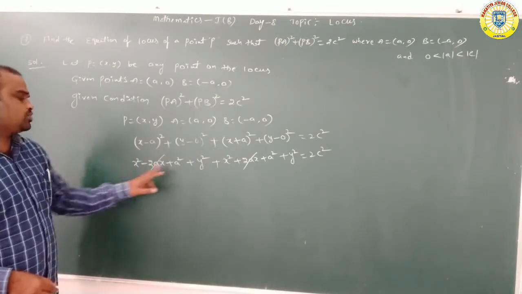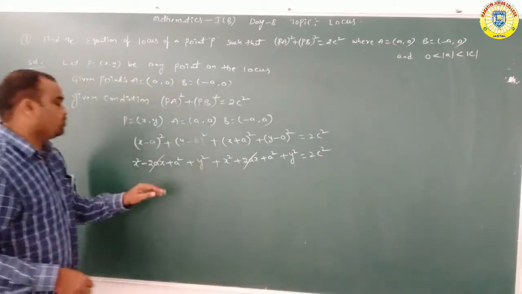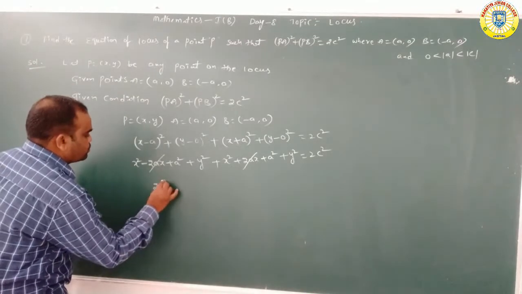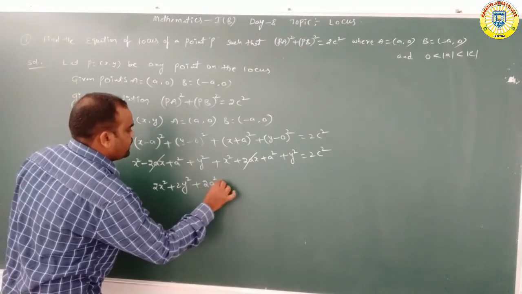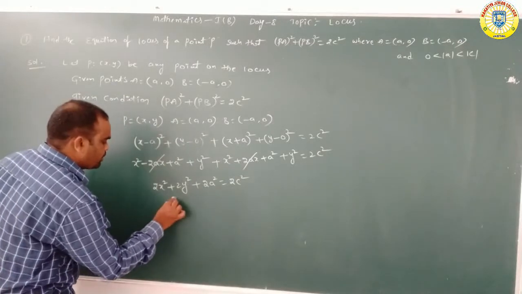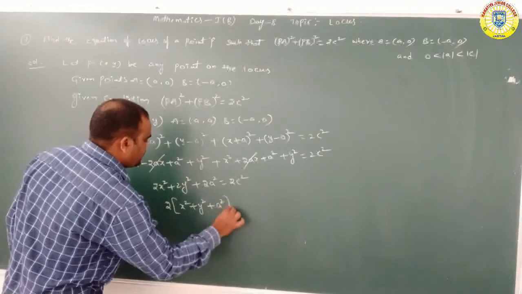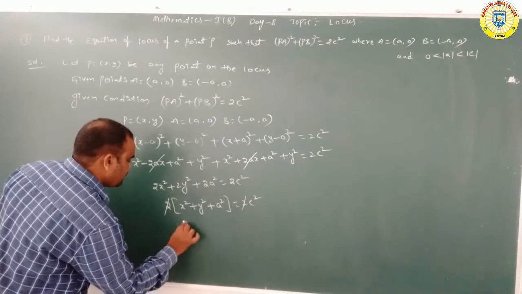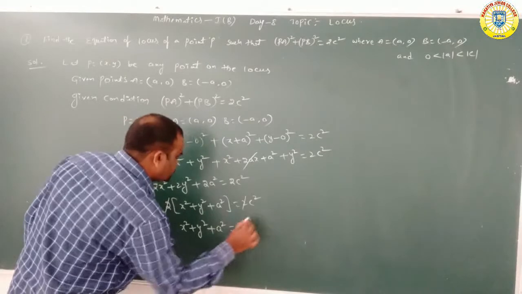Now x² + x² is 2x², y² + y² is 2y², a² + a² is 2a². Here 2x² + 2y² + 2a² is equal to 2c². In the other terms we can take the common 2. The remaining value is x² + y² + a² = 2c². The 2 cancels, so x² + y² + a² = c².